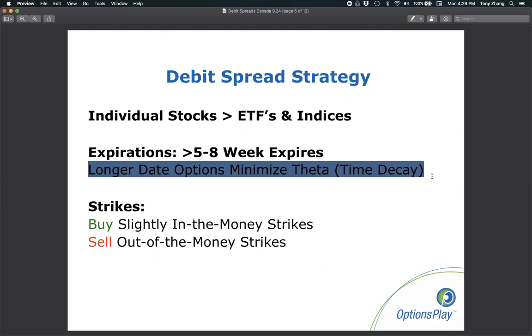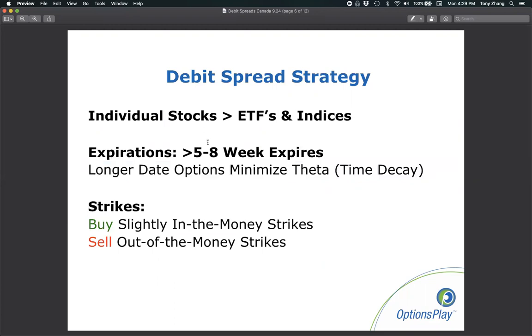So we generally find that when you're trading debit spreads, you want to trade expirations that are at least 5 to 8 weeks out, if not further. Sometimes you can even trade a 2 or 3 month expiration. Even if you only intend on being in the trade for a few weeks or a month, you can always buy a longer dated option and sell it before expiration.